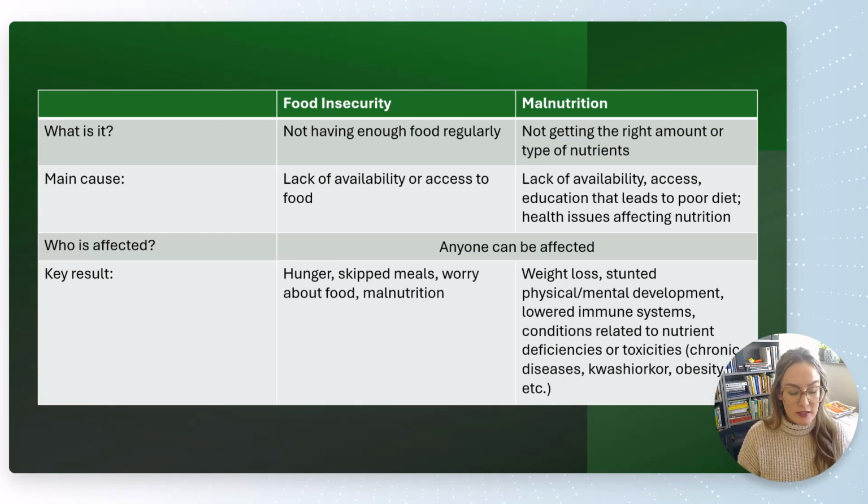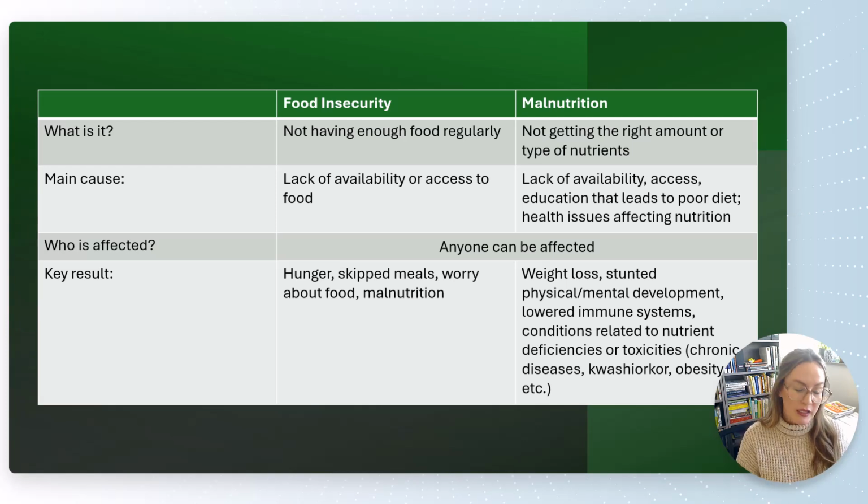It also leads to an increased amount of worry or anxiety around food, and food insecurity over the long term can eventually lead to malnutrition, both types. So food insecurity can lead to undernutrition, but food insecurity can also lead to overnutrition. With malnutrition, I'm going to see things like weight loss, because of lack of access to food over time. I'm going to see stunted physical and mental development.